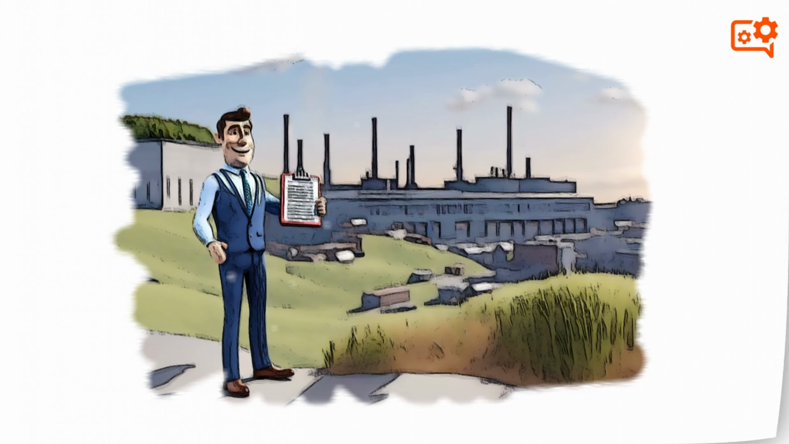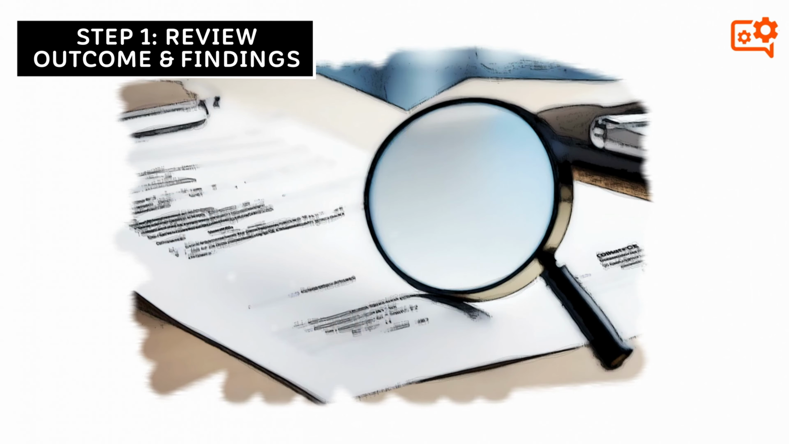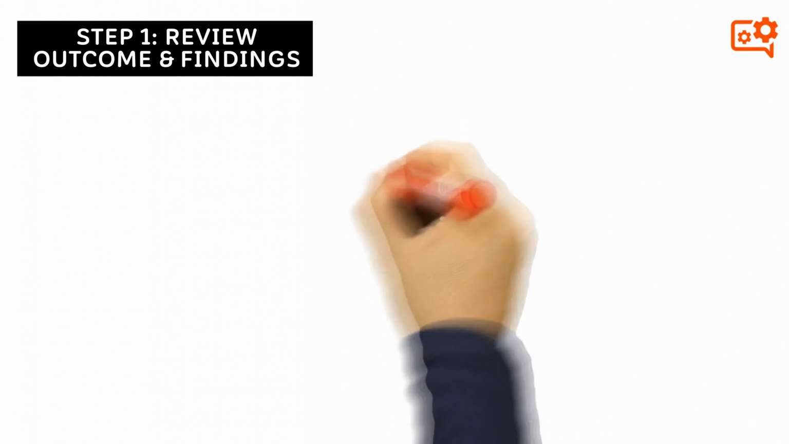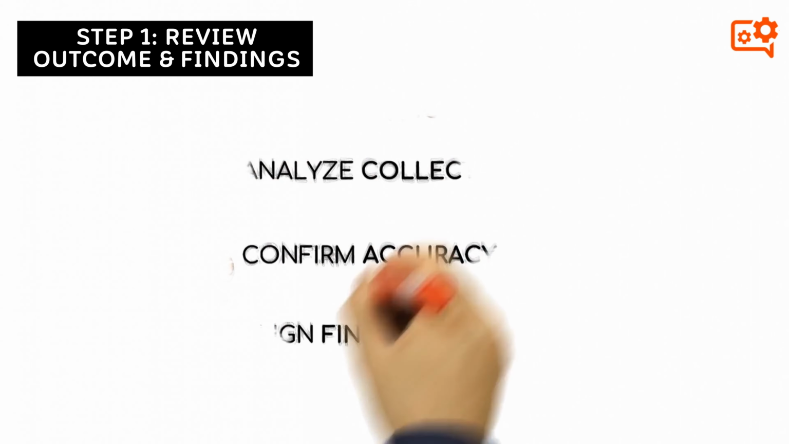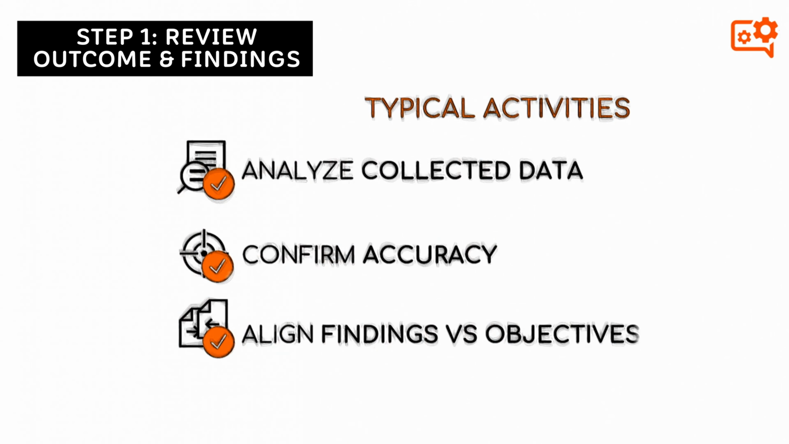Let's start. Step 1. Review audit outcome and findings. This entails re-evaluation of the observations and discoveries made during the audit. Typical activities: analyze collected data, confirm accuracy, and align findings with objectives. This step lays the foundation for corrections and improvements.